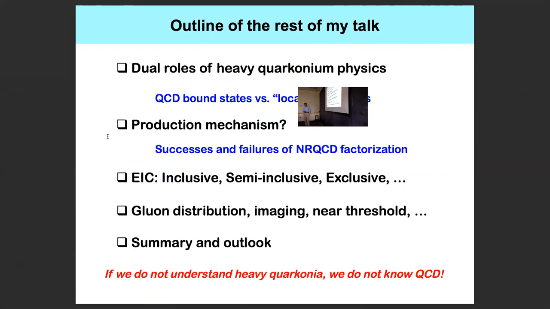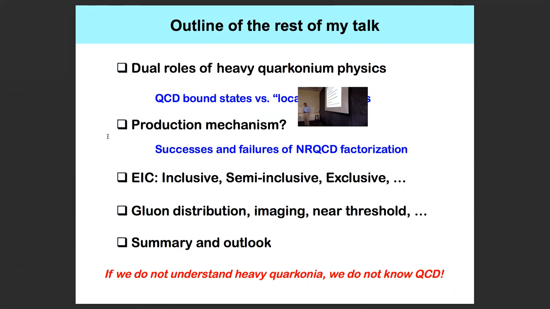So in that sense, studying heavy quarkonium itself is very important to understand the bound state of QCD. But also, because of the heavy mass, because of the heavy flavors, we actually can use them as localized probes. So we can see the structure of a light particle using heavy flavors. So that's the dual role I want to emphasize.